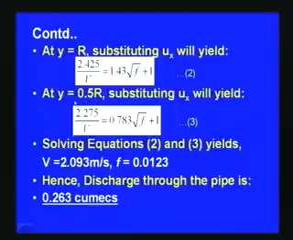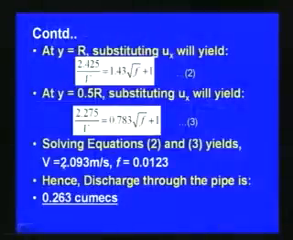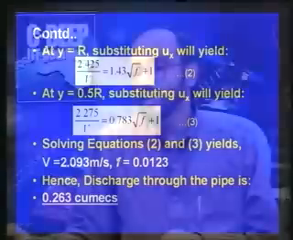In a similar way, the velocity at y equal to 0.5 r is given, so we can put this in equation number 1. So 2.275 by v is equal to 0.783 root f plus 1, after simplification and substitution of the values. Now we have two equations with v and f. The unknowns here are the mean velocity and the friction factor. After solving these two equations, we get v is equal to 2.093 meter per second and f is equal to 0.0123.